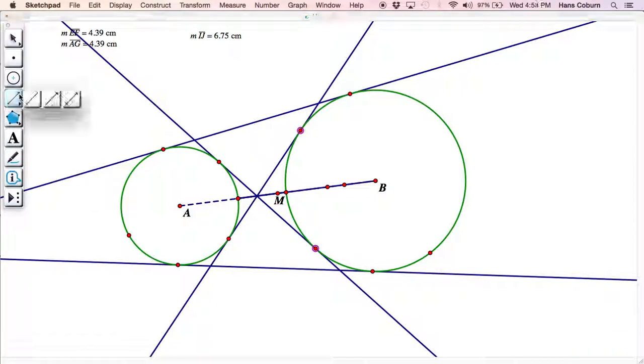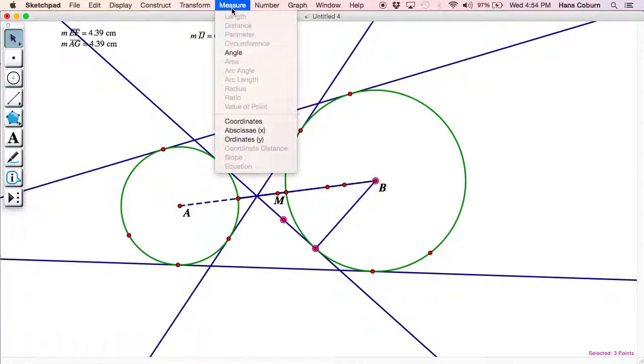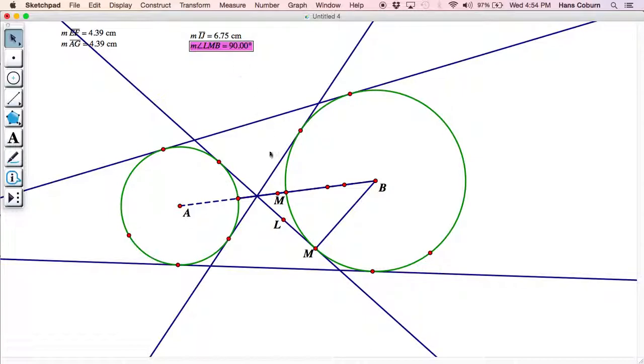And to verify that these are indeed tangents and they're only hitting the circles at one point, this line coming off of the radius of B should be a 90-degree angle. It should be perpendicular to this. So let me just measure this angle to prove that it's indeed 90 degrees. Okay, there we go, 90 degrees. So that means it is indeed a tangent line.